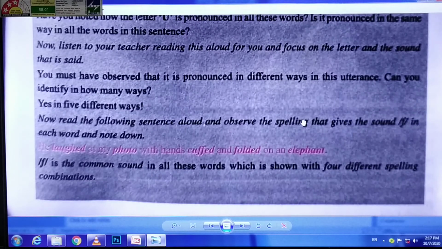See here, L-A-U-G-H. Though it is G-H, it is pronounced fa. And in photo, P-H, it is pronounced as fa. With hands cuffed, of course, C-U-F-F, it is pronounced F, fa. And folded, F-O-L-D-E-D, fa sound again. In elephant, E-L-E-P-H-A-N-T, P-H also gives the fa sound.